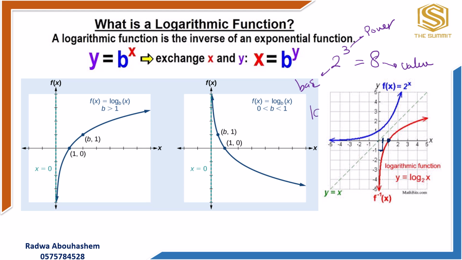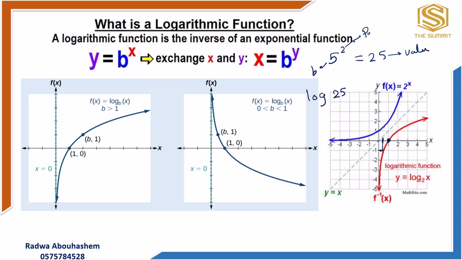So here log of 8 equals 3. But where should I put the base? You put it below the g here. So log of 8 to the base of 2 equals 3. Let me give you another example to understand more. Here I have 5 to the power 2 equals 25. Here are the base, the power, and the value. We are taking the log of the value. So log of 25 to the base of 5 equals 2.